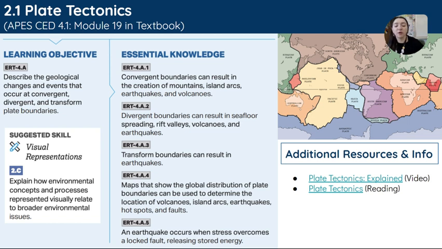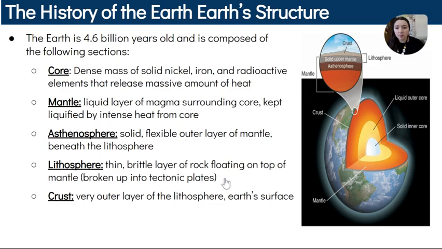So the first topic that we're going to talk about in this unit is plate tectonics and the layers of the Earth and kind of what's happening inside our Earth and on top of it. So we have to know a little bit about Earth structure. So the Earth is 4.6 billion years old. It's composed of the following sections. So again, the Earth is a sphere. It is circular. It is a 3D object. It is not flat, despite what some people might think. And it's made up of these 5 main sections.